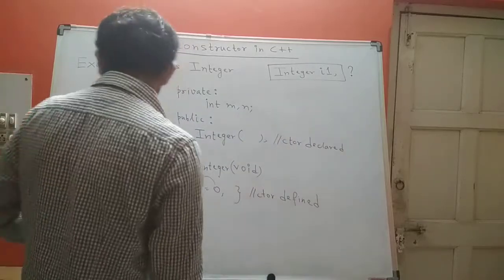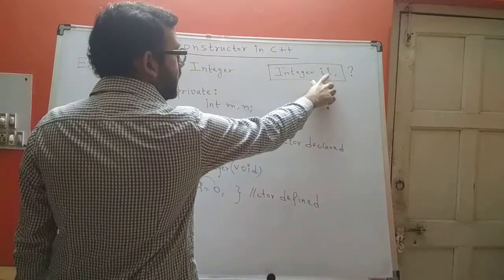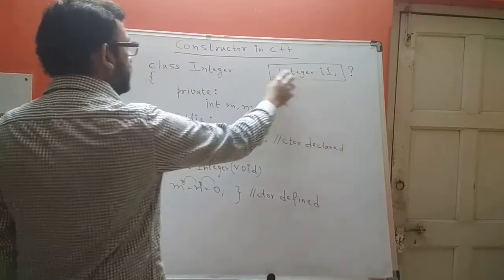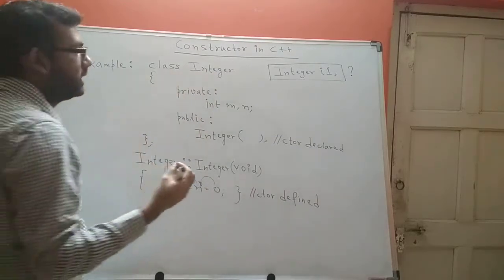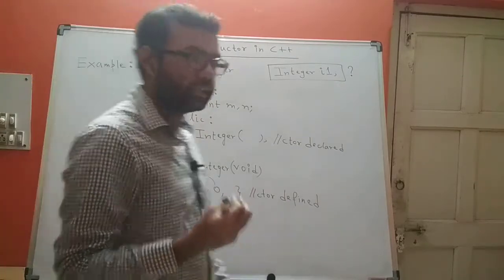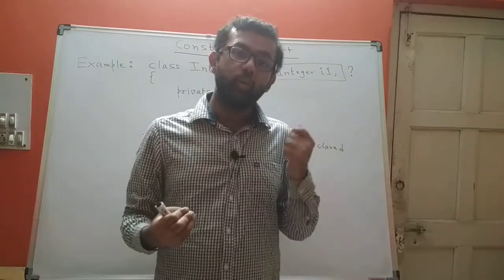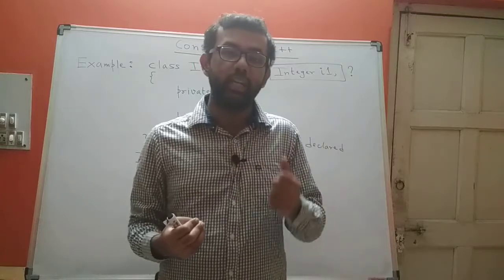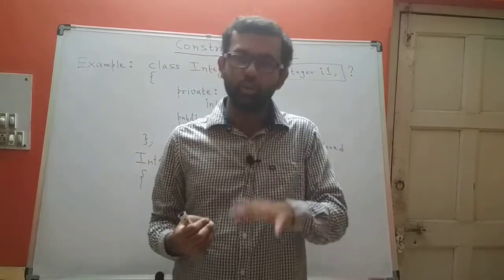So let's examine it. Now, what am I doing here? I am creating a variable called I1, and the type of the variable is Integer. Now, I can see that Integer represents a class. What is the main use of a class? The main use of a class is to create user-defined data types. Like in C, we have structures to create user-defined data types or abstract data types. In C++, we have classes to create abstract data types or user-defined data types.